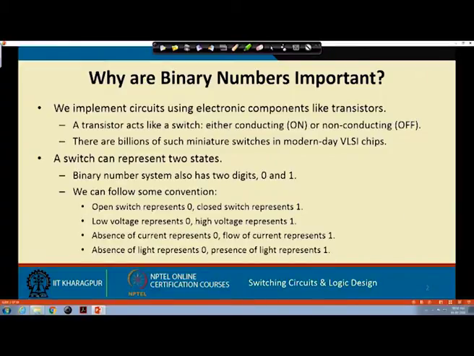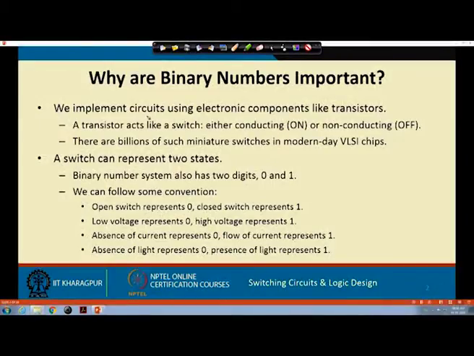So, let us first motivate ourselves why binary numbers are important, why we use them. I just mentioned that binary numbers are important from the point of view of circuit design, but why is it so? To answer this question you will have to understand how circuits are designed and implemented.